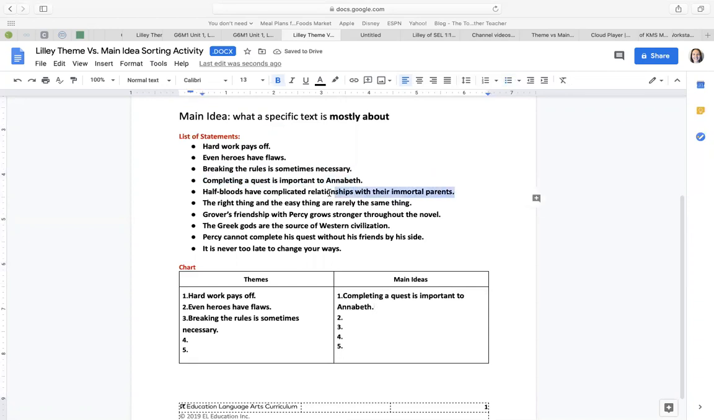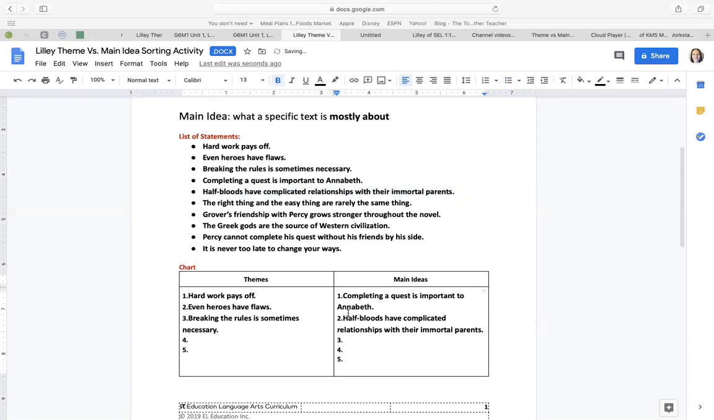"Half-bloods have complicated relationships with their immortal parents." We have discovered that this was also a main idea, one, because it's not really teaching us a lesson, and two, because it's dealing with a very specific type of creature that is in our book called the Half-bloods. Not every single book or story has half-bloods, so we couldn't apply that to lots of different stories. It's also not teaching us a lesson. So we're going to copy and paste that into main ideas.